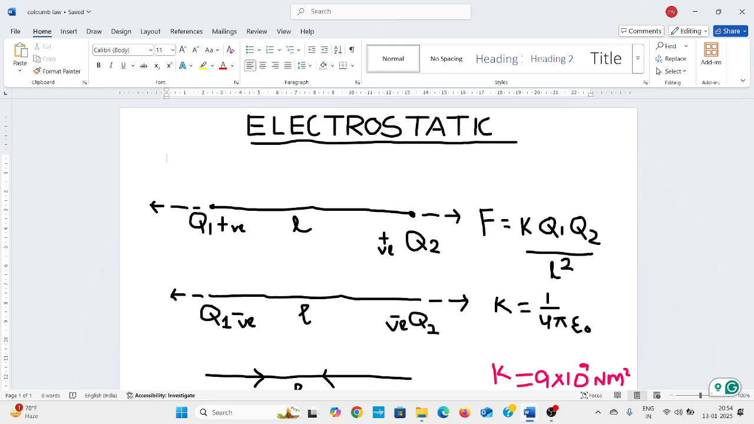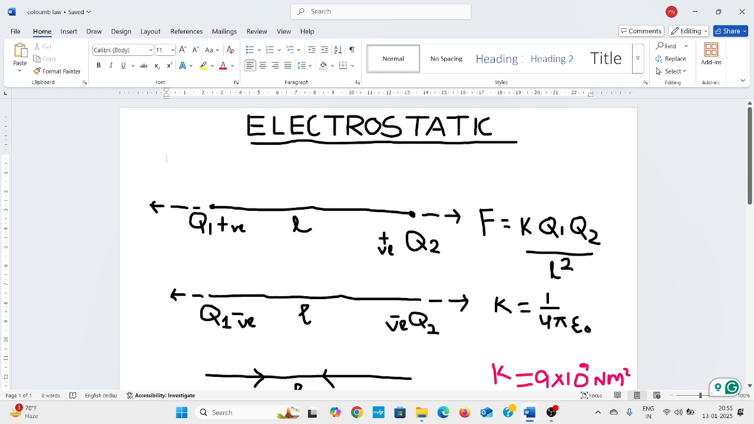According to Coulomb's law, the force between two point charges is directly proportional to the product of the two charges and inversely proportional to the square of the distance between them. That means if we place two point charges Q1 and Q2 at a distance L, then the force between them will be K into Q1 into Q2 by L square. K is a constant.